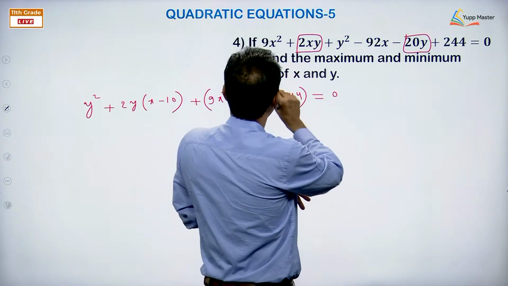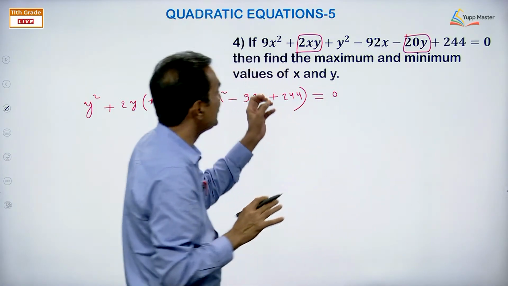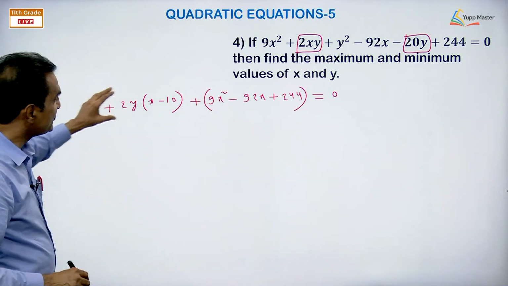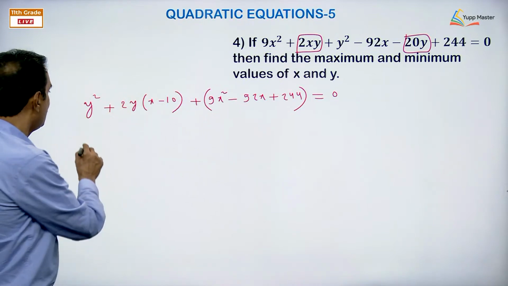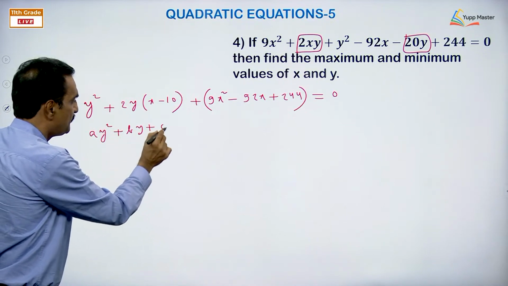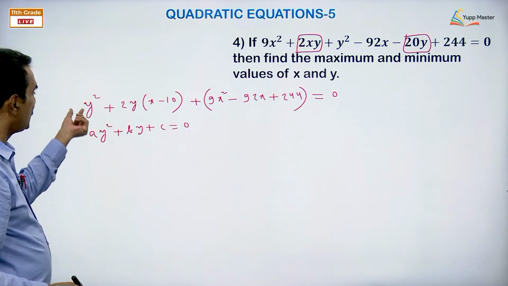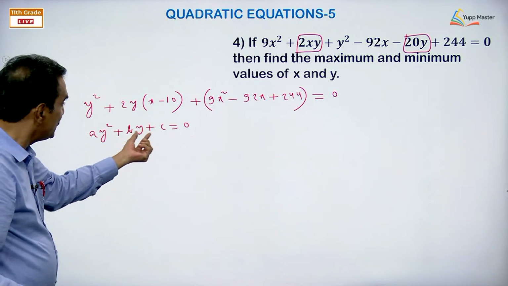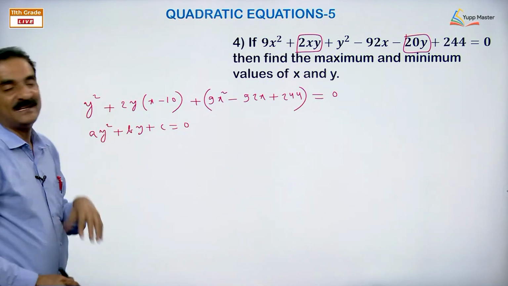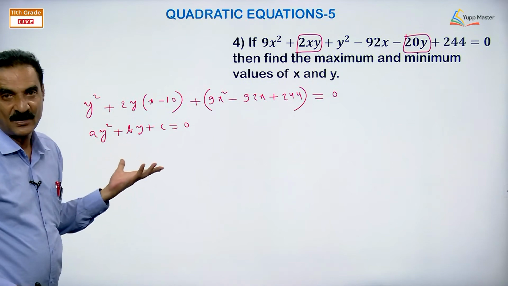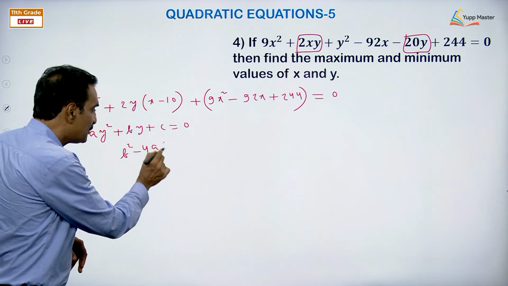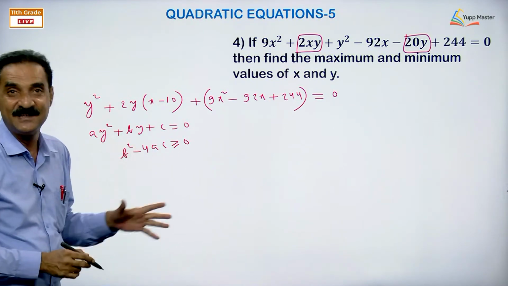In the question, find the maximum and minimum values of x and y. So, x and y must be treated as real numbers. Now, this is a quadratic equation in y, just like ay square plus by plus c is equal to 0. A is 1, b is 2 into x minus 10, c is this entire term. Now, if y is real, then the roots of this quadratic equation are real. What is the condition? B square minus 4ac should be greater than or equal to 0 if y is real.